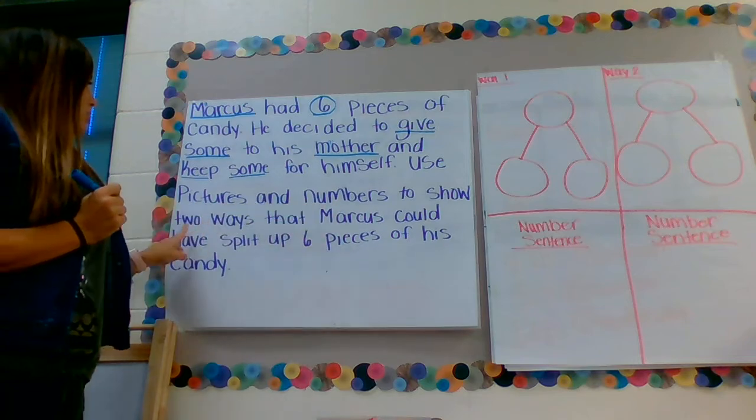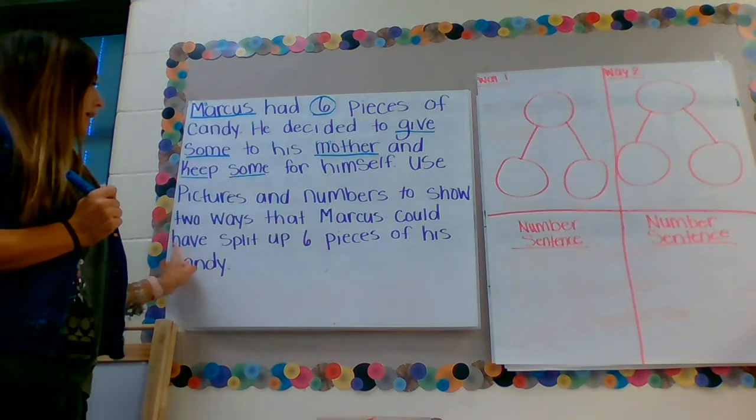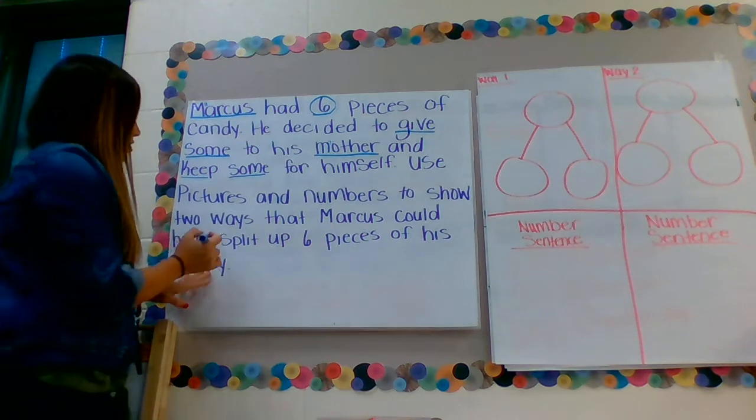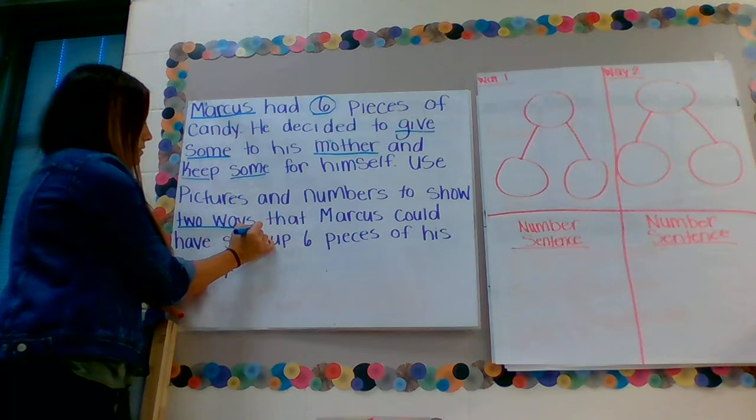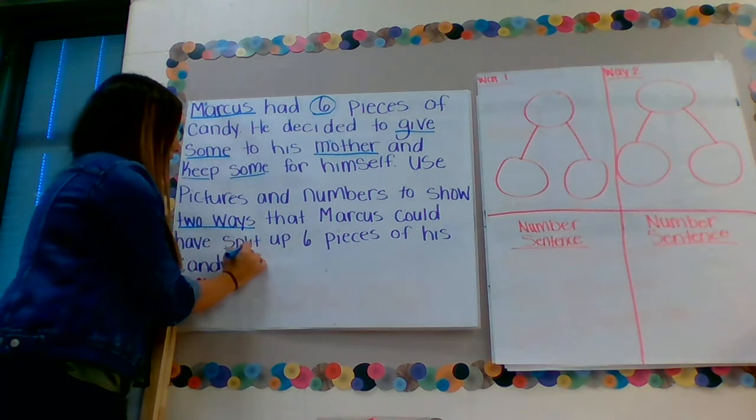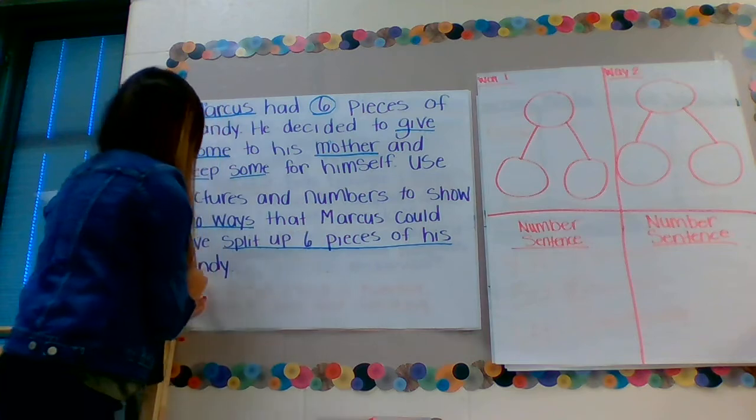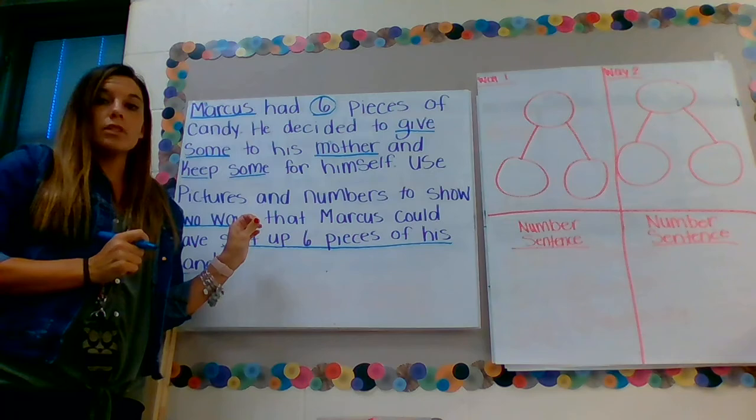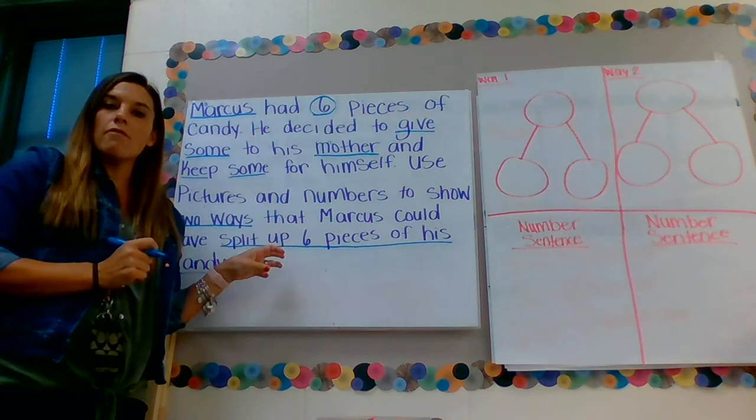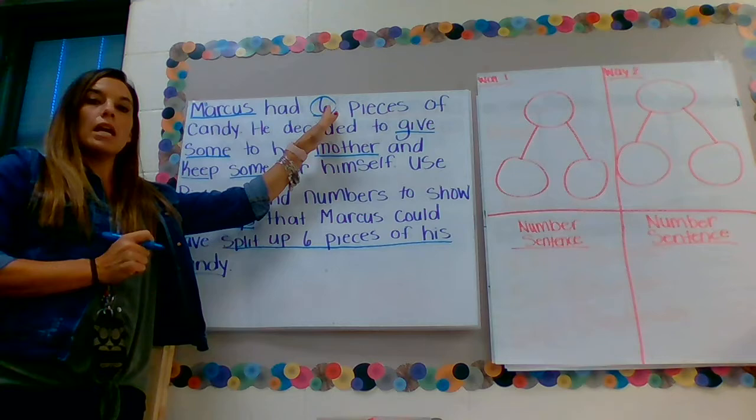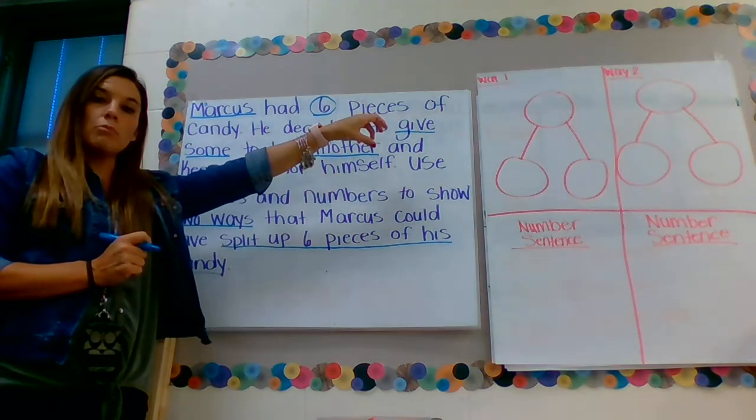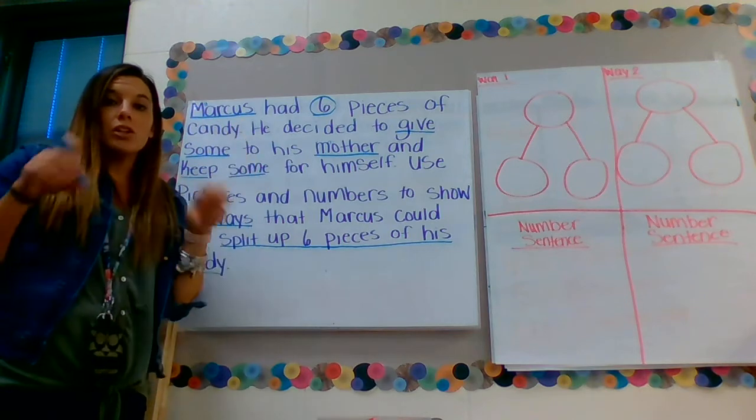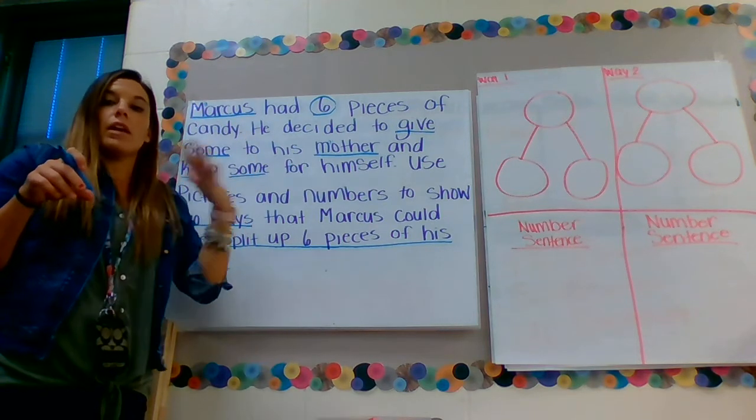Use pictures and numbers to show 2 ways that Marcus could have split up 6 pieces of his candy. So we are going to show 2 ways that Marcus could have split up 6 pieces of his candy. Okay, so this one's a little bit more difficult because we know that he has 6 pieces of candy, but we are going to be making 2 number bonds and 2 number sentences that describe 2 different ways he could have divided it up between himself and his mother.